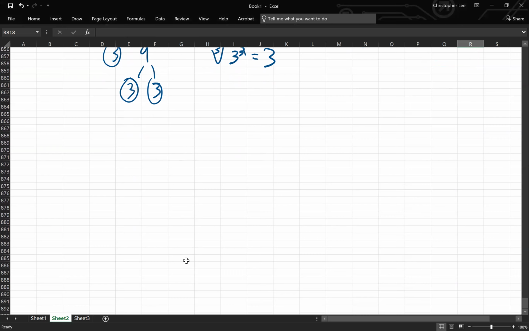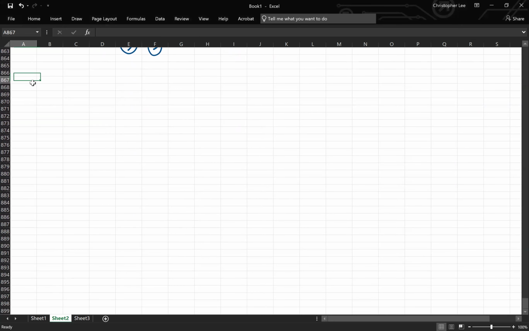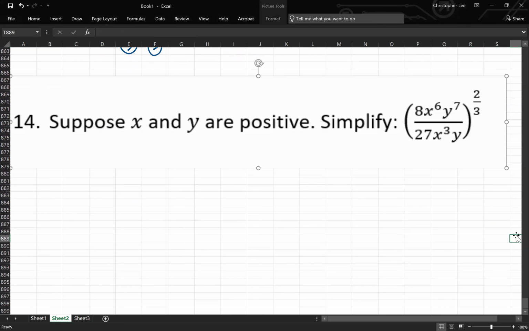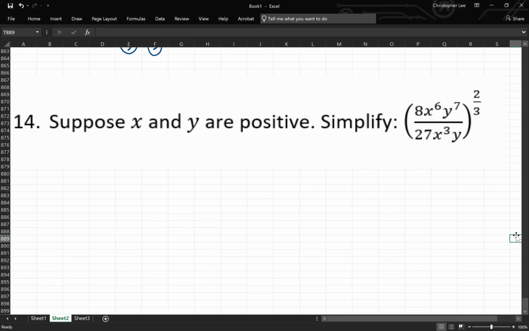All right, I'm gonna be honest with you on this one now. This is a hard question right here. It doesn't look hard, but it's a little tricky. So we've got 8x to the 6th power, y to the 7th power divided by 27x to the 3rd times y, all of that raised to the 2/3 power. That's a little intense, right? The first thing you want to do is simplify the inside first. So I have 8 and 27, there's nothing I can do with that, so that's still 8/27.